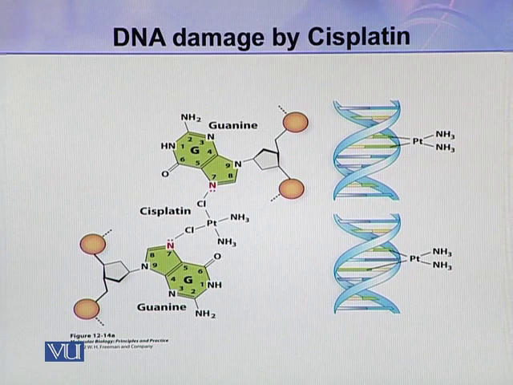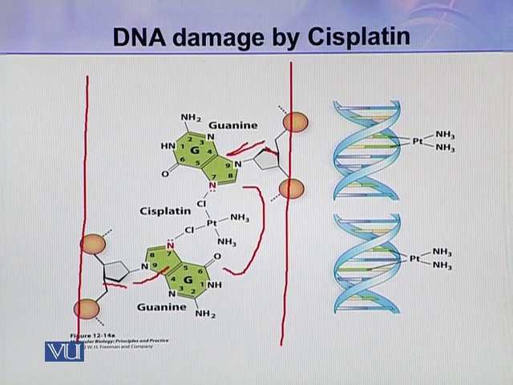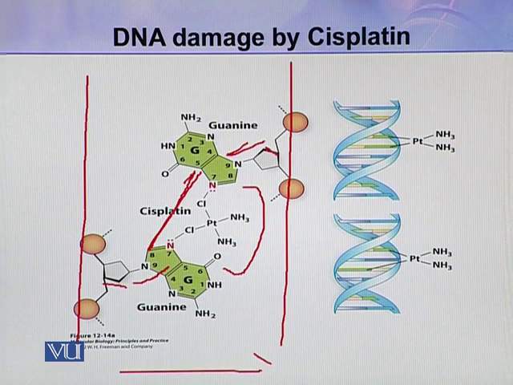Here you can see an example of an interstrand cross-link. These are two strands of DNA. This is deoxyribose and guanine is attached to it, and similarly this is deoxyribose and guanine is attached to this deoxyribose. So cisplatin forms a cross link between these two guanines. In this way it can link two strands, one and the other. So this is the formation of an interstrand cross-link.